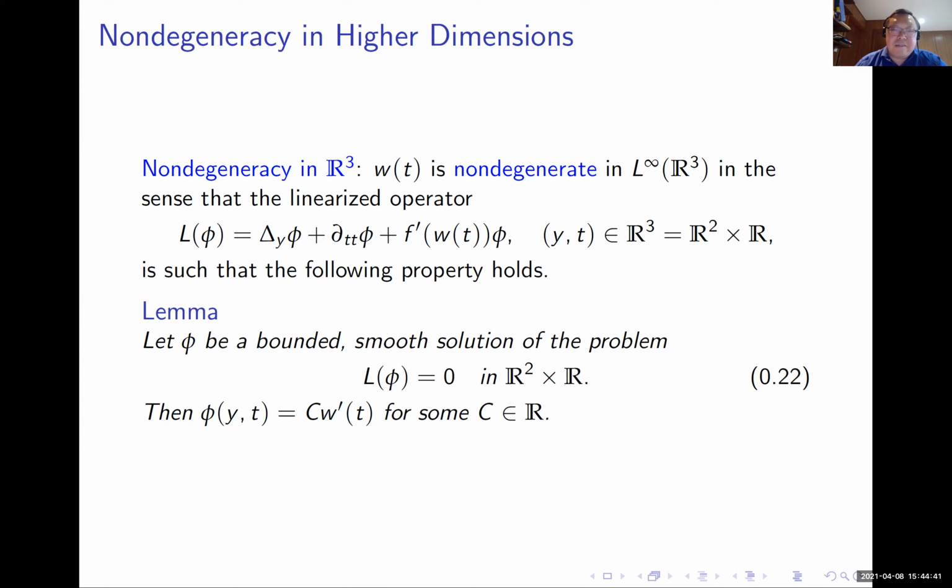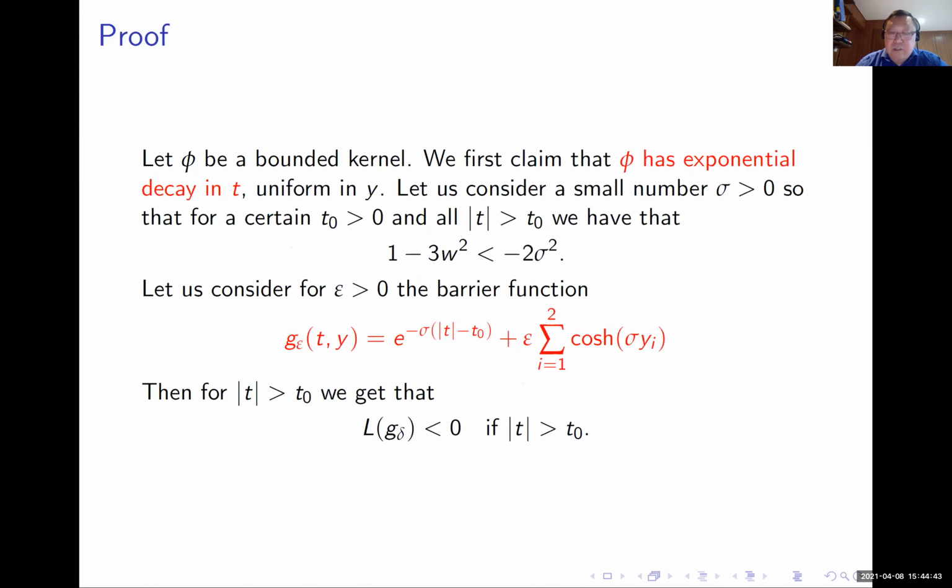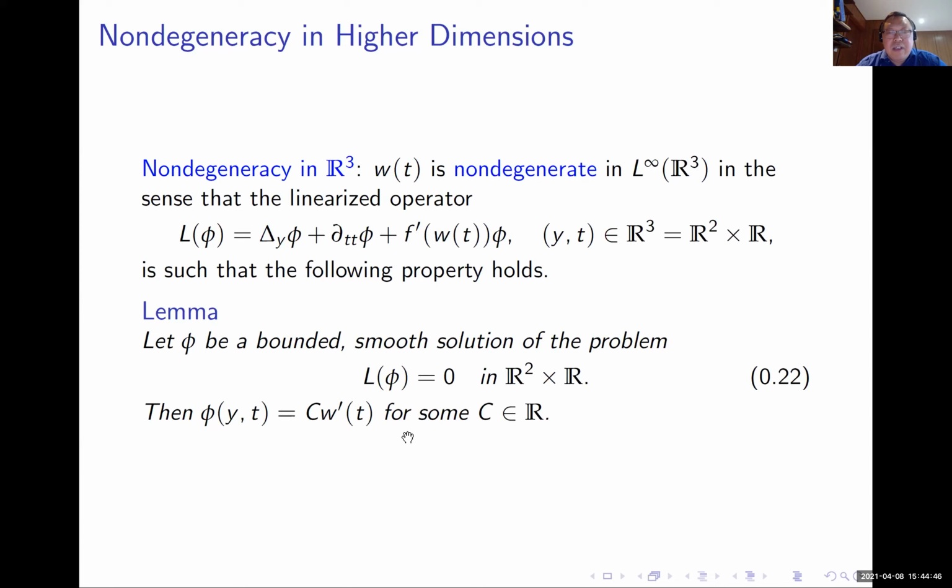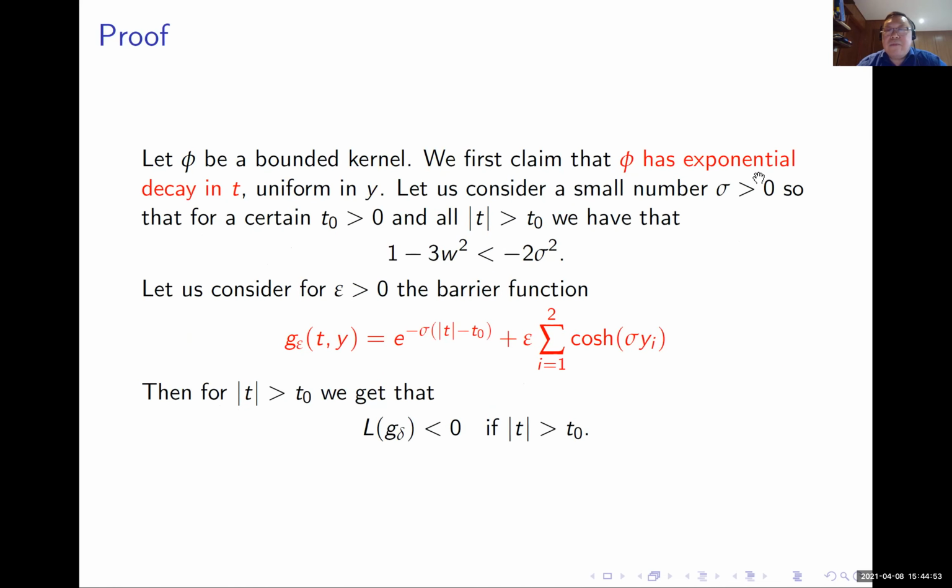So how to prove this? First, you take this solution; we just know the solution is bounded. First we want to show the solution has exponential decay, uniform in y. This is important because later I'm going to do integration. You just know phi is only bounded, but now you can show that in one direction phi has exponential decay. Why? You just use a barrier function.